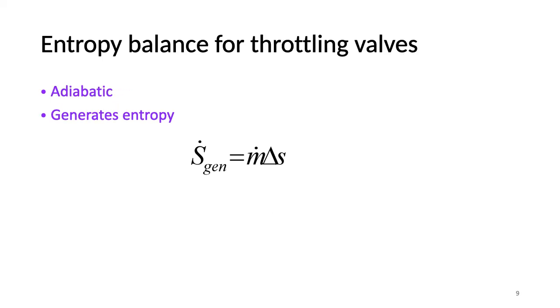Entropy balance for throttling valves. A steady state and adiabatic throttling valve has an entropy generation. They are irreversible because of the pressure drop through the valve and hence the entropy of the output stream is greater than the entropy of the inlet stream.